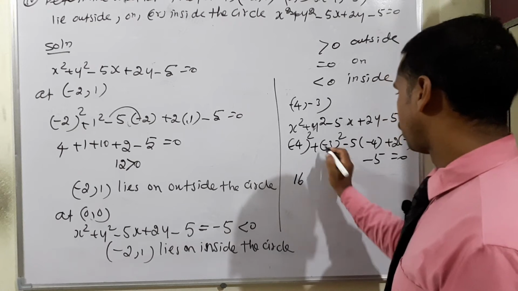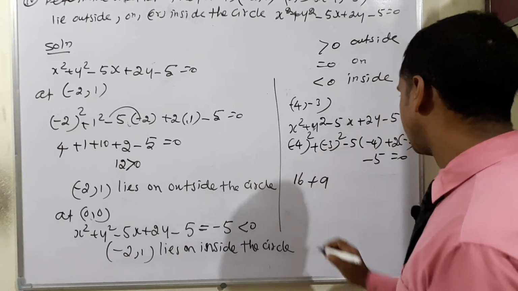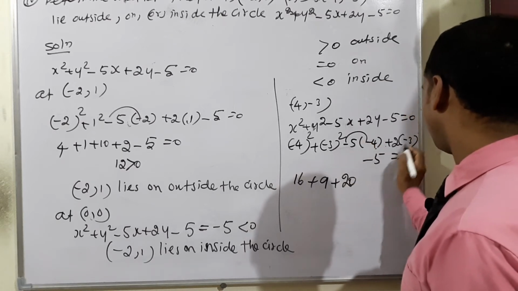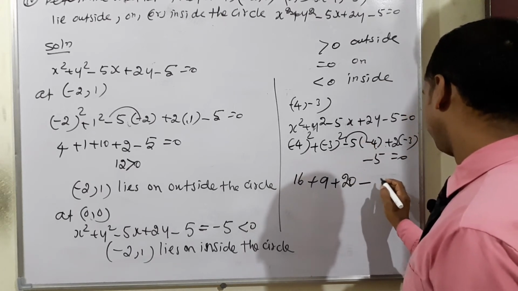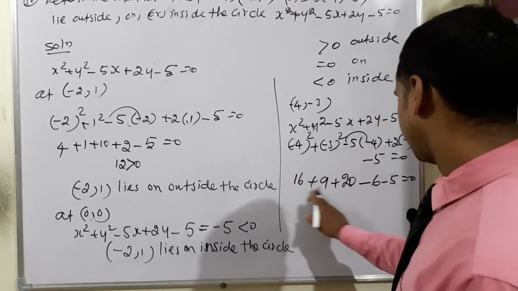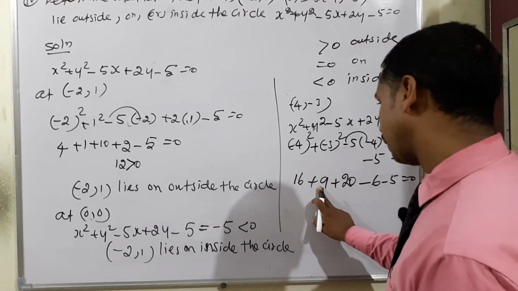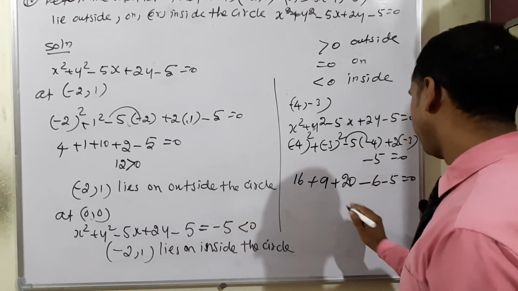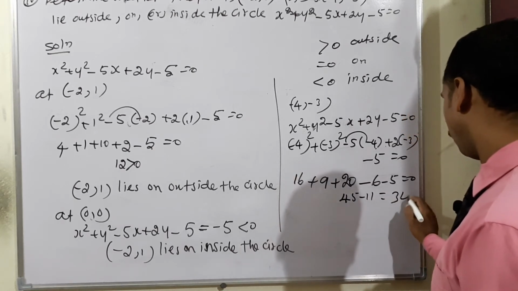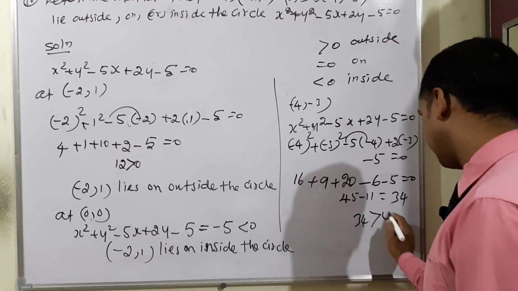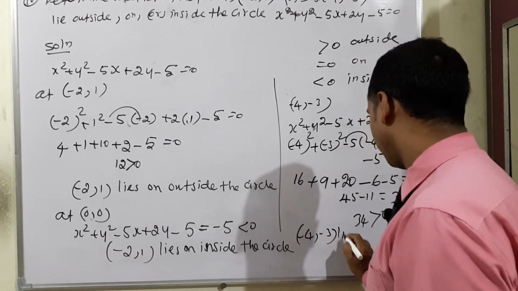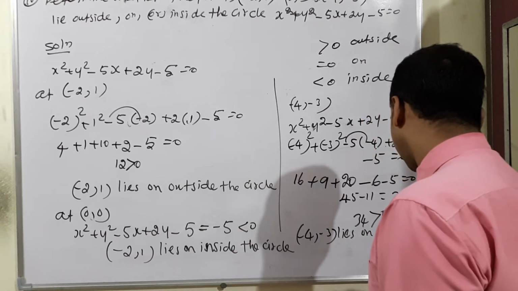Minus 4 the whole square means positive 16, plus minus 3 the whole square means positive 9, again minus into minus plus 5 4s are 20, again plus into minus, minus 2 into 3 is 6, next minus 5 is equal to 0. Look at there, 16 plus 20 is equal to 36, 36 plus 9 is equal to 45, 45 minus 11 is equal to 34 will come. So 34 means simply we can say greater than 0. Therefore, last condition minus 4 comma minus 3 lies outside the circle.